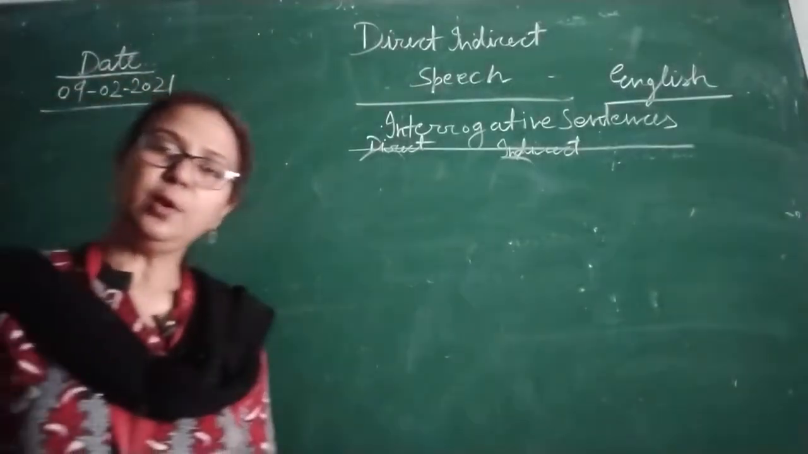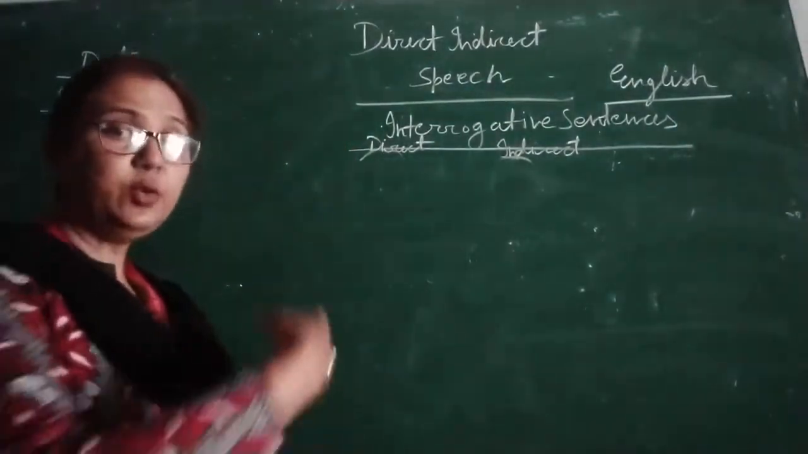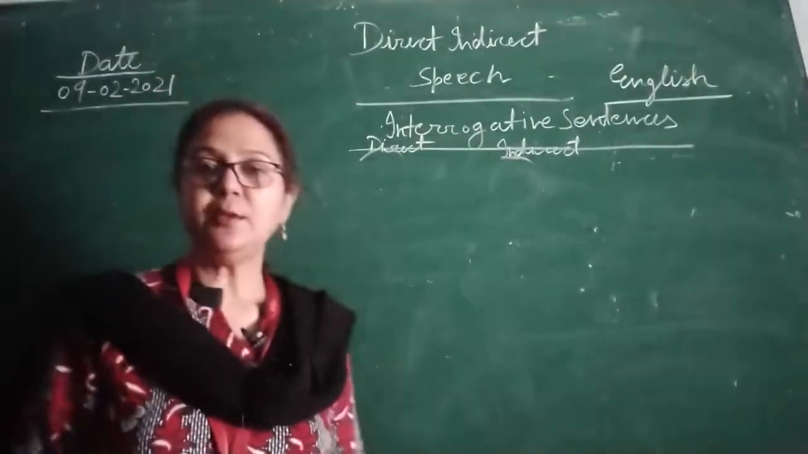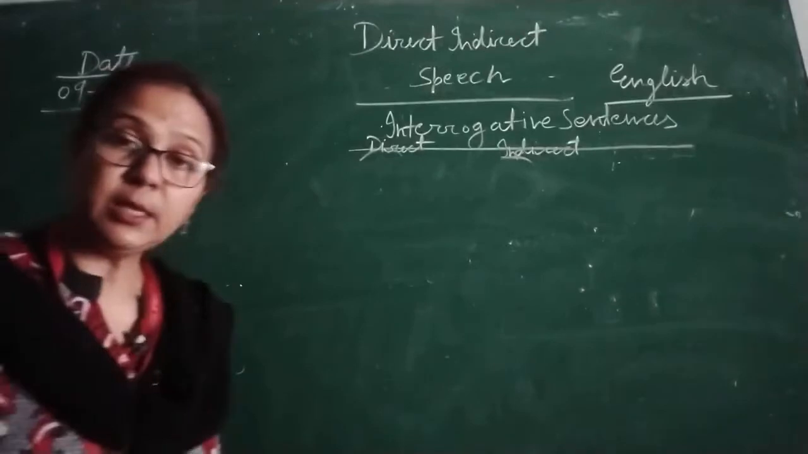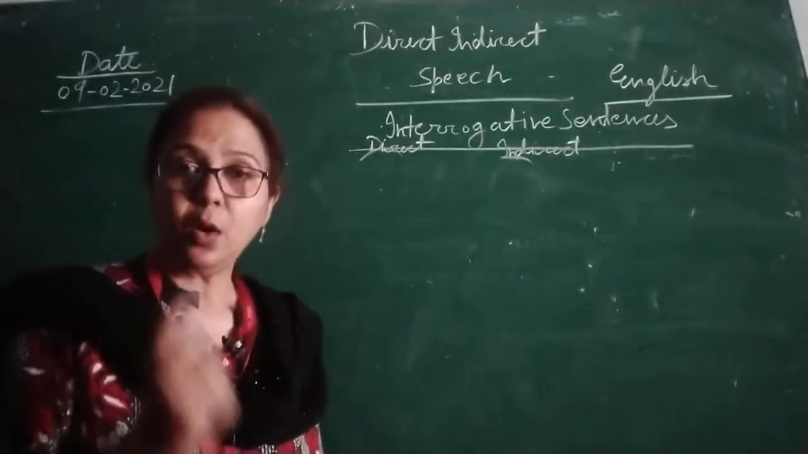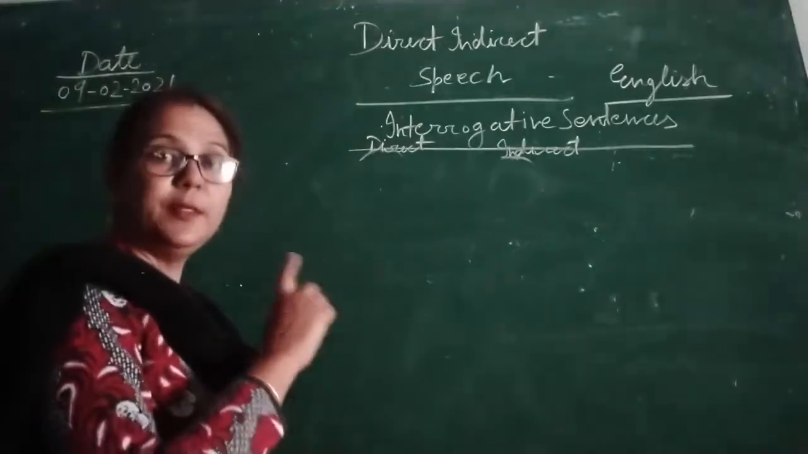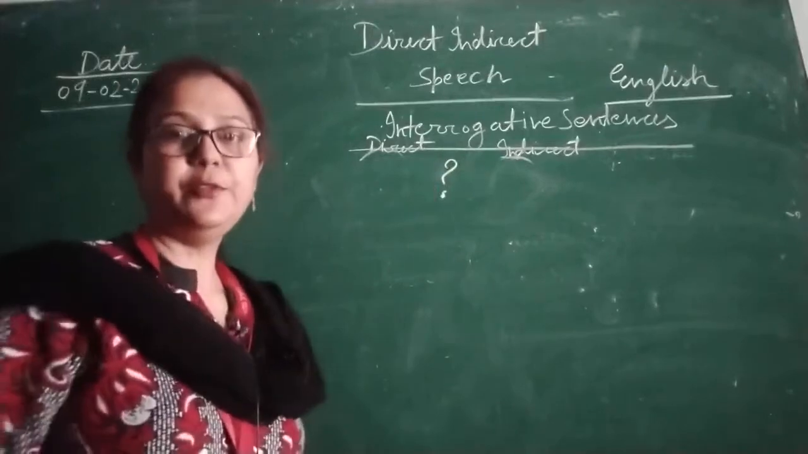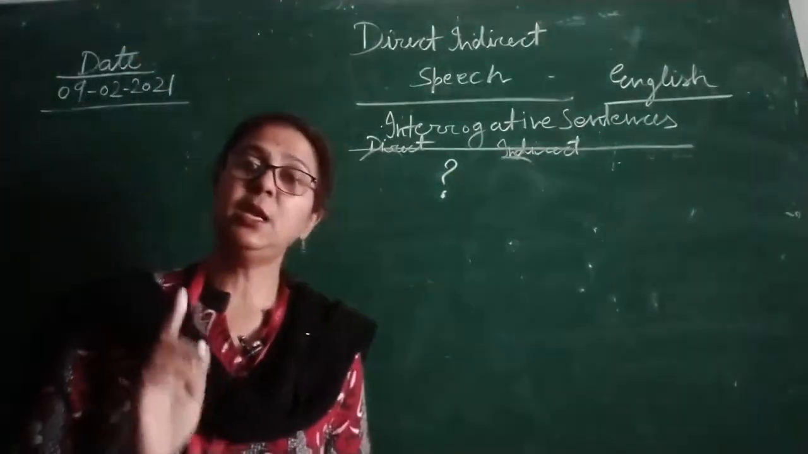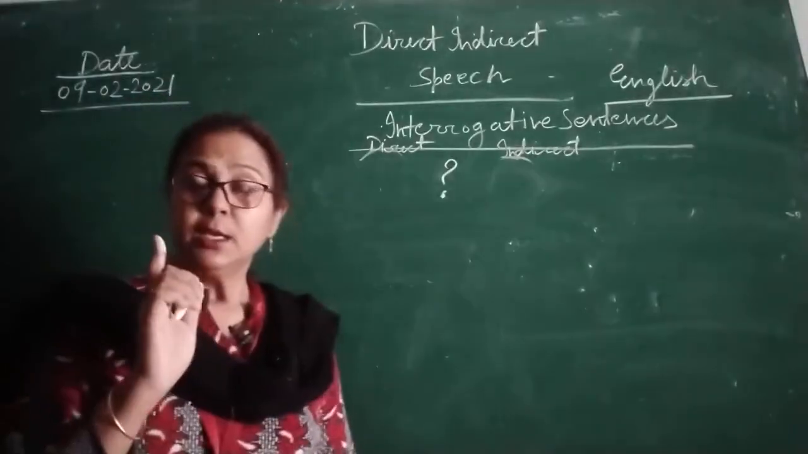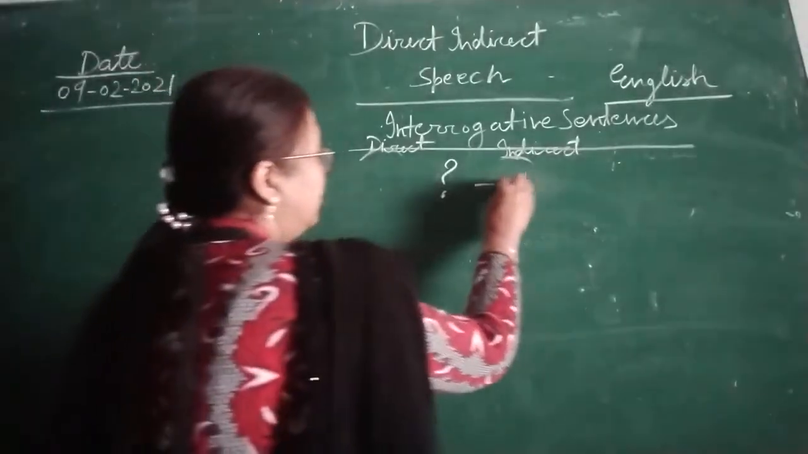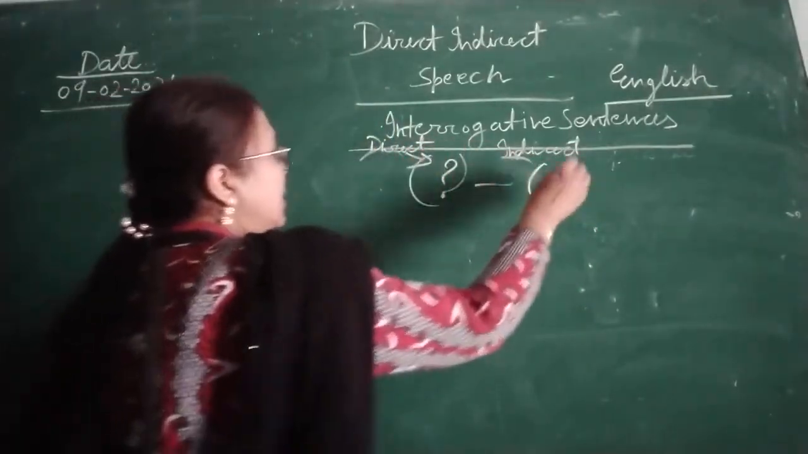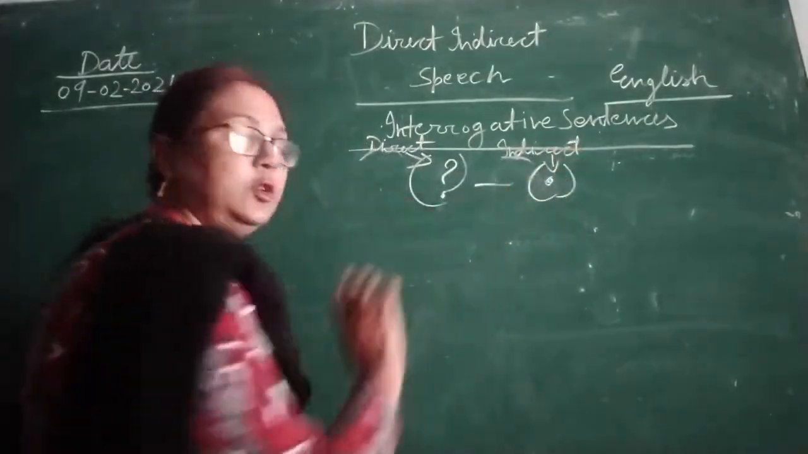Now children, because today's topic is converting direct to indirect speech, the sentence is written in interrogative sentences. In an interrogative sentence, as you all know, we have to ask a question, and after the question we will place a question mark. Now the first rule of changing direct to indirect speech in interrogative sentences: the question mark will be changed into a full stop. So this is in the direct speech, and in indirect speech we will change it into a full stop.